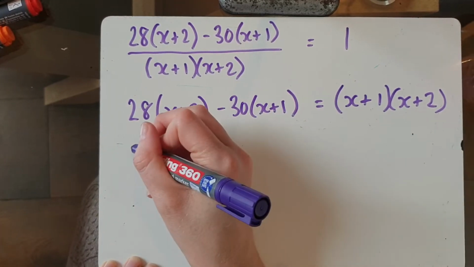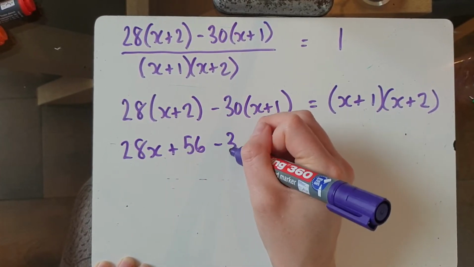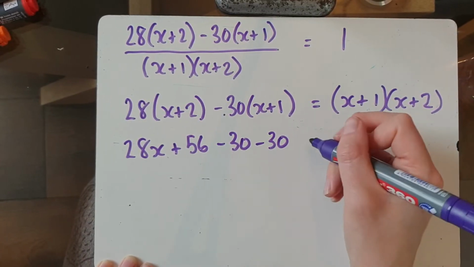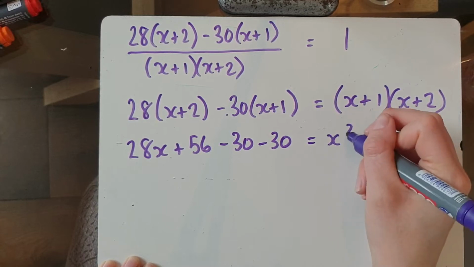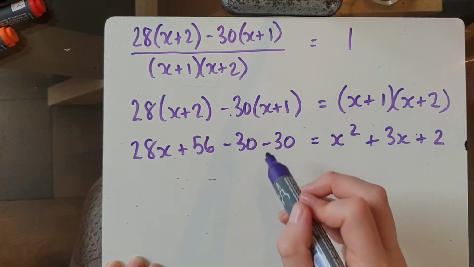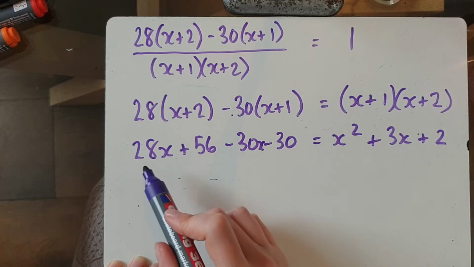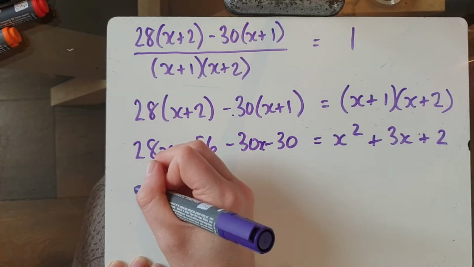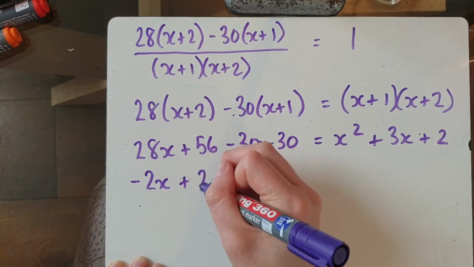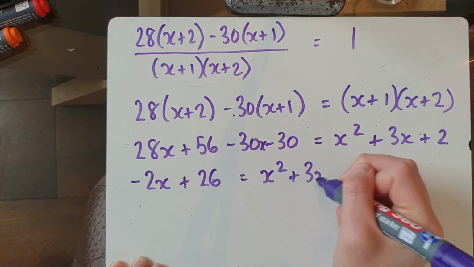Now I'm going to multiply this out. So I've got 28x + 56 - 30x - 30, be careful with your signs when you're multiplying out, equals x² + 3x + 2. I'm going to collect like terms on this side. So 28x minus 30x gives me minus 2x. 56 minus 30 gives me plus 26, and that's equal to x² + 3x + 2.